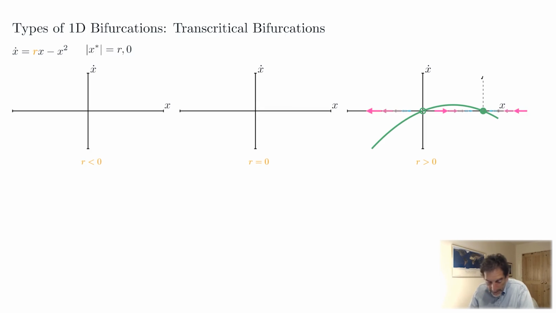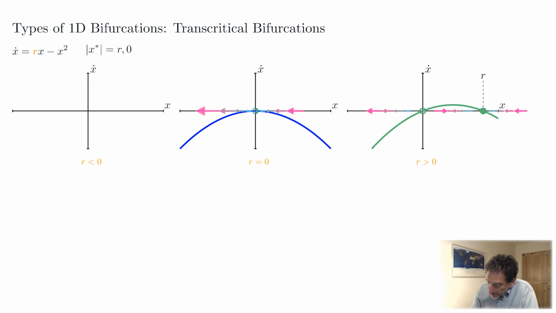and the fixed point value here is equal to r. When r is equal to 0, then we no longer have the linear term. We just have an upside down parabola that just kisses the x-axis, and this gives us our marginal point, which is stable on the right-hand side because the flow is to the left, and it's unstable on the left-hand side and non-linearly unstable, so it's slow flow away.